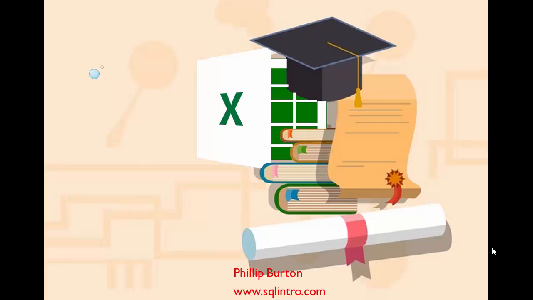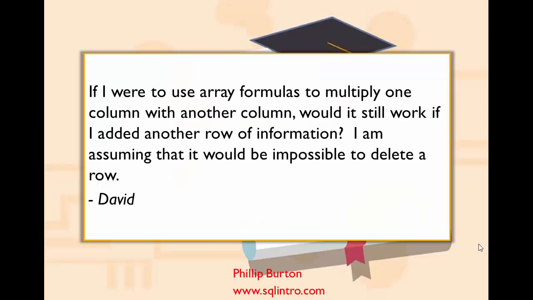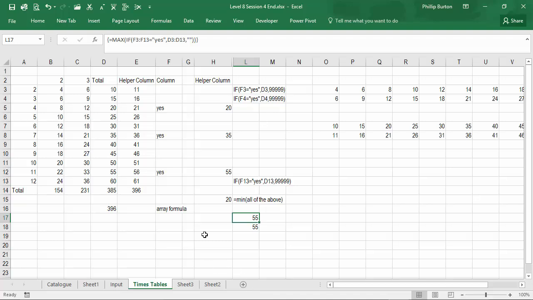Well, we've got a question here from David. David asks, if I were to use array formulas to multiply one column with another, would it still work if I added another column of information? I'm assuming that it would be impossible to delete a row. So thank you, David, for that question. So let's see how we can do that.